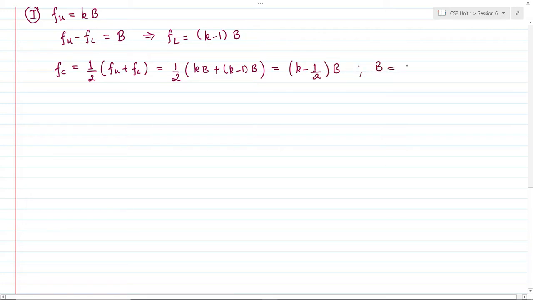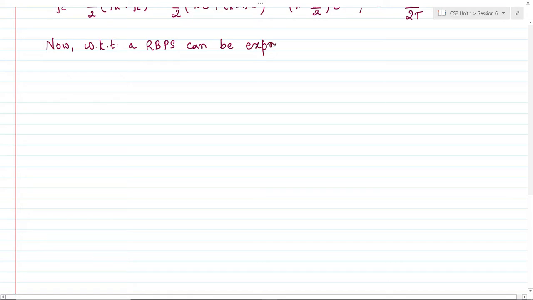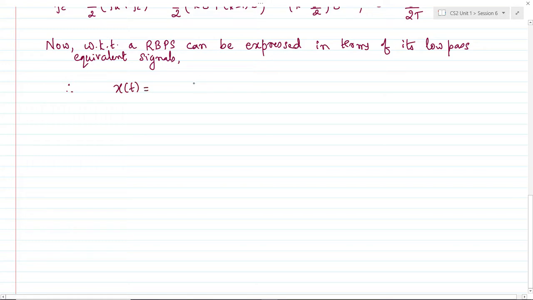Now we know that a real bandpass signal can be expressed in terms of its low pass equivalent signals, and these low pass equivalent signals can be separated into in-phase and quadrature components. Hence, from our basic discussion in earlier sessions, x(t) can be written as x_i(t), the in-phase component, times cos 2 pi f_c t minus x_q(t) times sin 2 pi f_c t. Let us call this equation 1 for our reference.